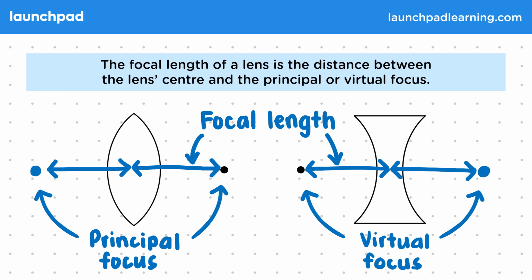For your exam, you should be able to define what a focus is and remember that a convex lens has two principal focuses, as the rays will always converge on the opposite side of a lens. And in a concave lens, there are two virtual focuses, as the rays only appear to converge on the same side of the lens.